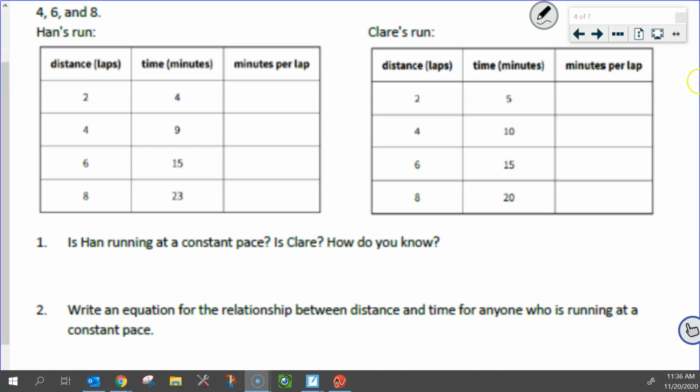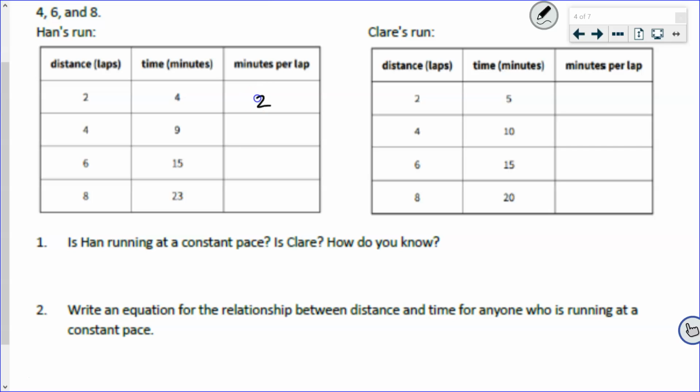All right, we've all had a chance to look at this, so now this is just going over those answers. Let's call out these answers quickly. Minutes per lap, I can do that one easy. That's 2 minutes per lap. This one I can also do easily in my head. 9 minutes, 4 laps. I thought I could do it in my head. I cannot do it in my head.